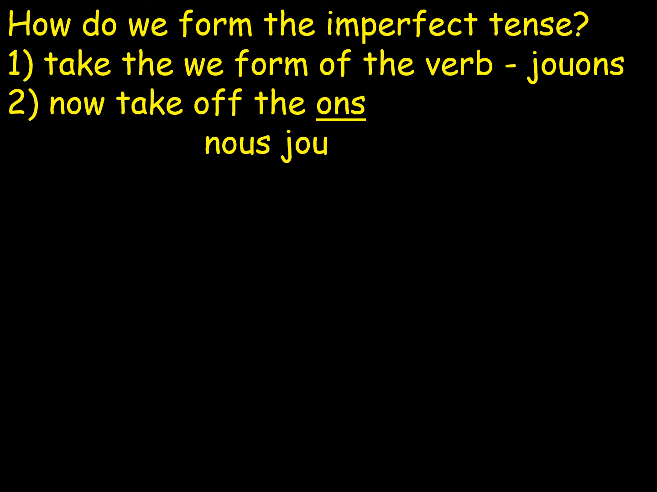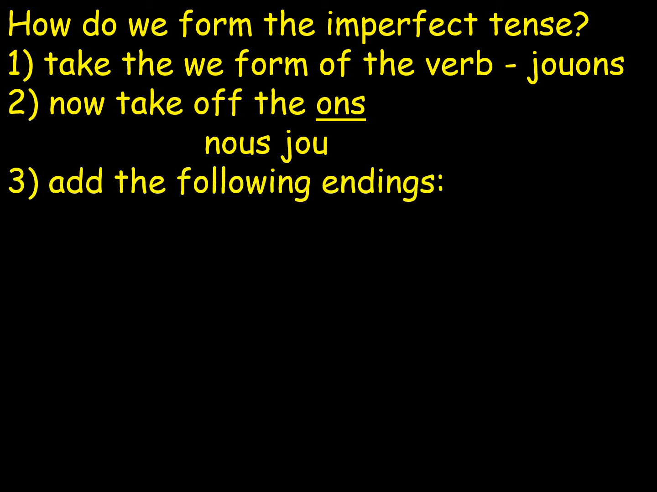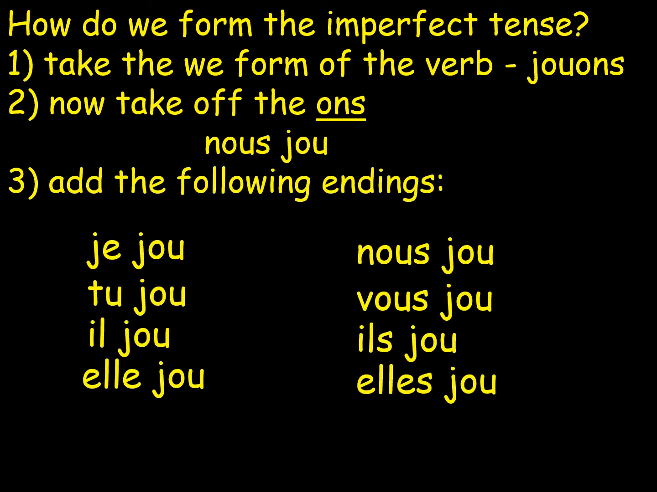So we find the we form, we take off the ONS, and then we add on the following endings. So there's the stem, I, and then you, he, she, and then on the right hand side, we, you, they, and they. And then we add on these following endings. So AIS, je jouais, I used to play. Tu jouais, you used to play. AIS. AIT, AIT. So il jouait, he used to play. Elle jouait, she used to play.